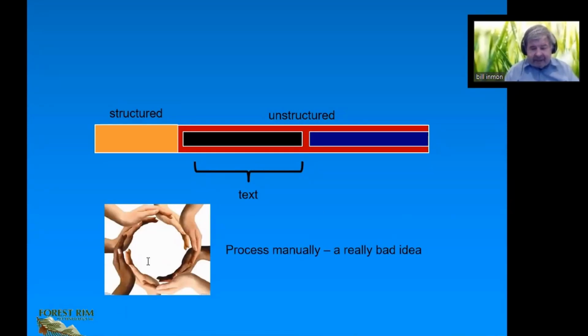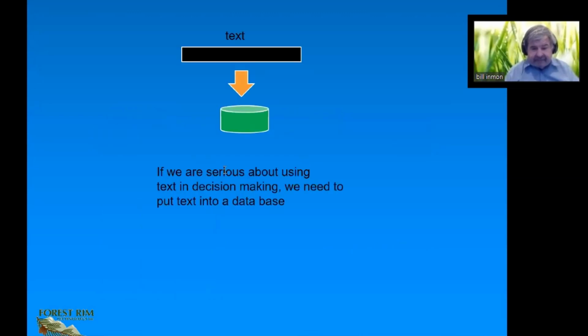Now, people have recognized the value of text and they've tried to process it manually. What do I mean by manual? I mean trying to physically read documents or sit down and listen to conversations. And when you try to do that manually on a person by person basis, this is a really bad idea. Why is manual processing a bad idea? Because there's simply too much text out there to be processed manually. If we're serious about using text in decision making, we need to put text into a database.